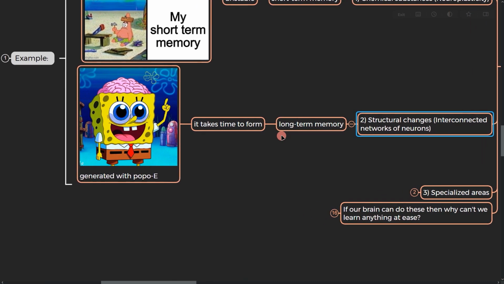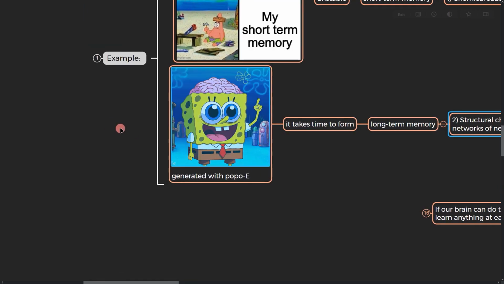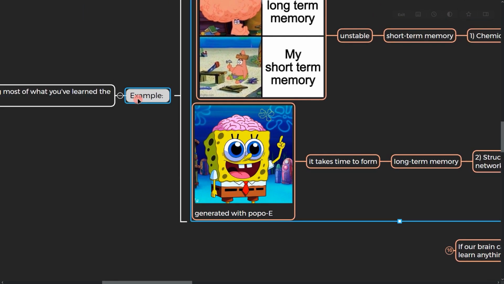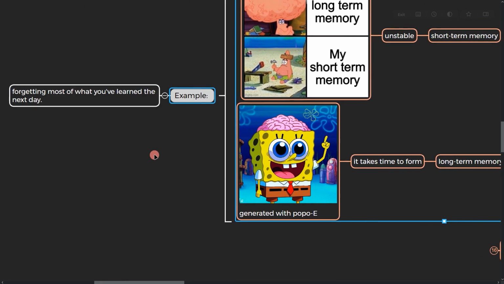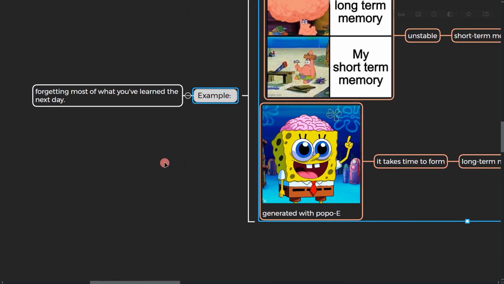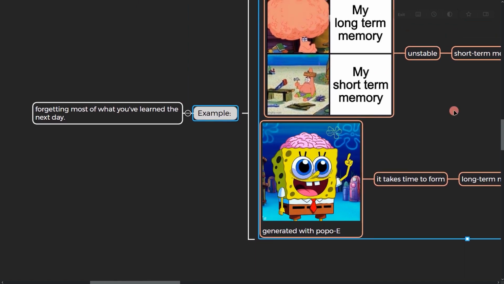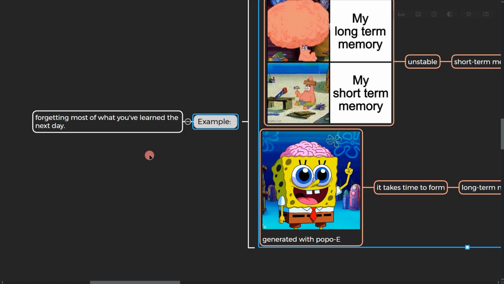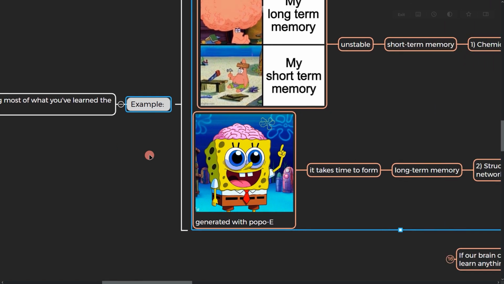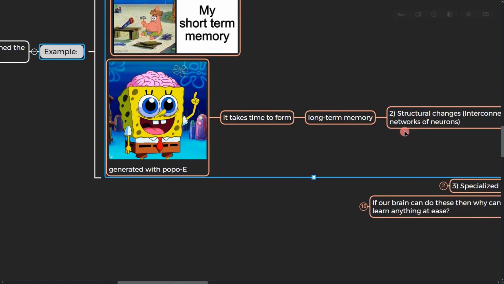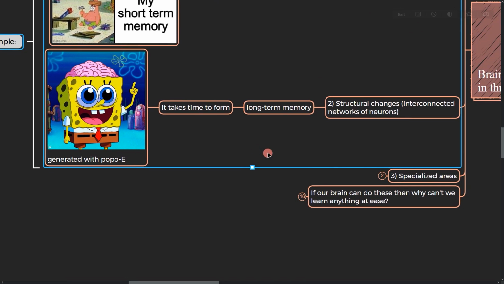Well, I also made this one with DALL-E. I wanted a meme with SpongeBob, but it just gave me something like this. So in these parts you forget. A good example of it is that you're in a lecture and the next day you forget most of the stuff that is not important or that you haven't practiced. If you don't practice, you just forget about it. Alright, that's the short-term memory. But if you want the stuff in your long-term memory, you have to practice it.